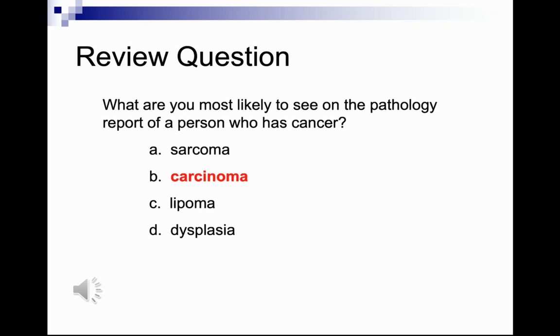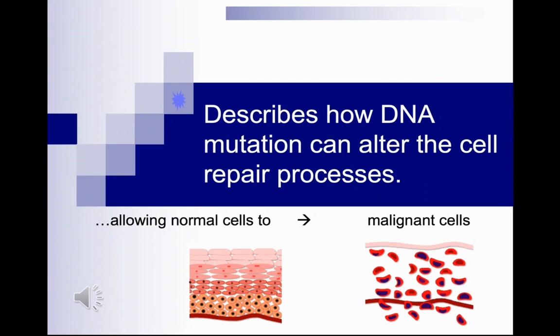Carcinoma. Cells are most vulnerable to DNA mutation when they are actively dividing, and epithelial cells are highly mitotically active. Let's talk a little more about how DNA mutation can alter the cell repair processes, which allows normal cells to become malignant. DNA mutation. Remember, replication errors should be fixed by tumor suppressor genes. But what if they're not?